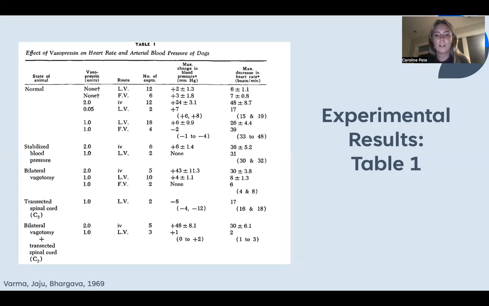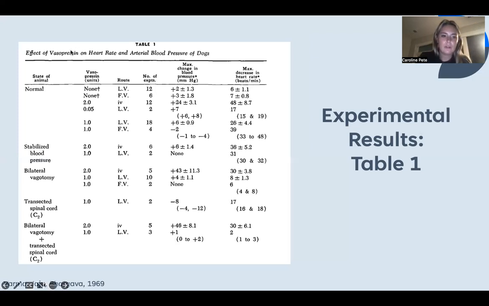The injection of 1 unit of vasopressin into the lateral ventricle caused a slightly greater rise in arterial blood pressure, but caused definite bradycardia, although still less than the IV injections. Bradycardia started within 40 seconds of the injection and lasted around 30 to 90 minutes. The bradycardia was not affected by stabilizing the blood pressure. The mean maximal decrease in heart rate was 31 beats per minute.